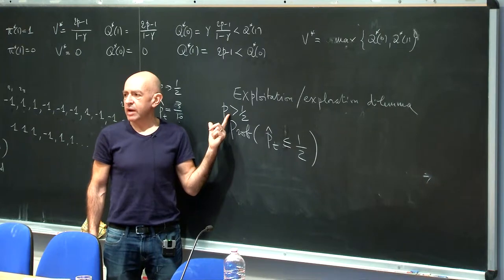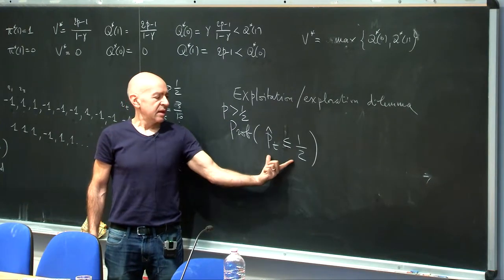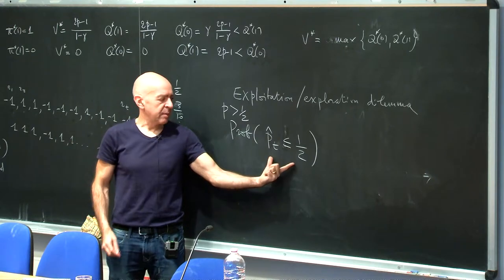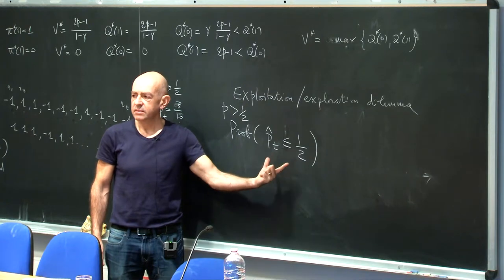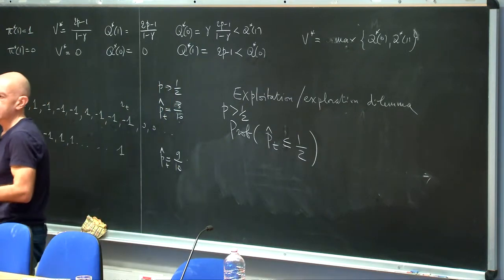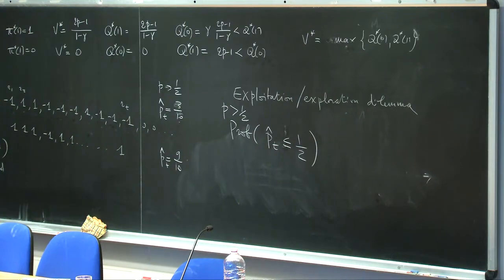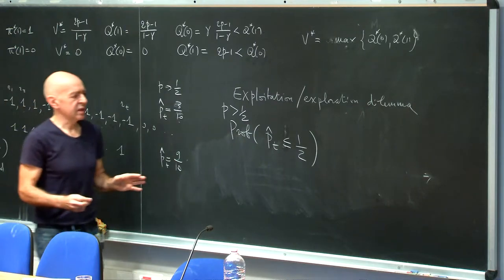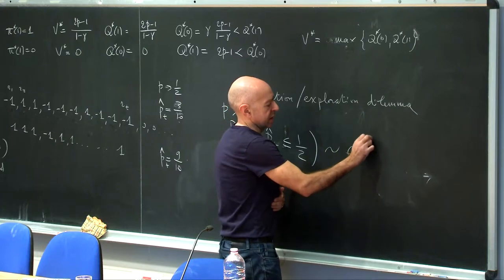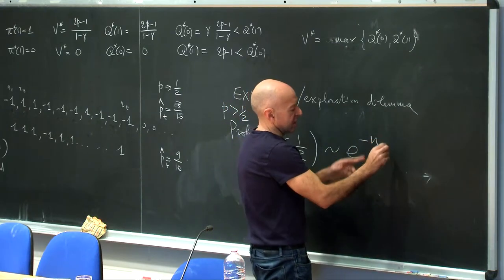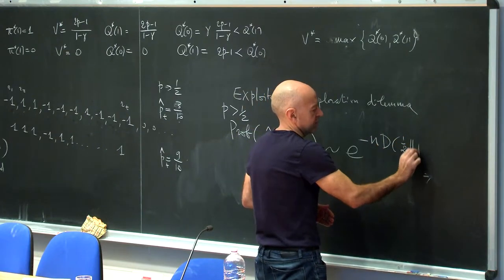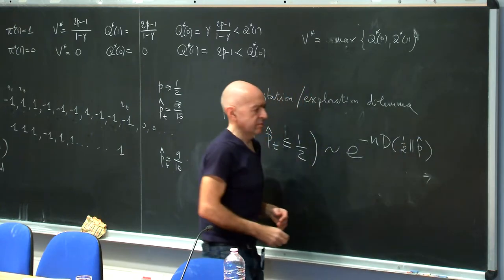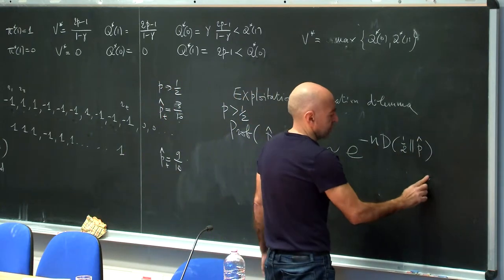given that this is the true average, what is, according to your opinion, the probability that this event occurs after a very long time? How does it decrease in time? The key result is that you can show that this probability goes down exponentially, with some rate, which in this case takes this form. And this object is called the Kullback-Leibler divergence.